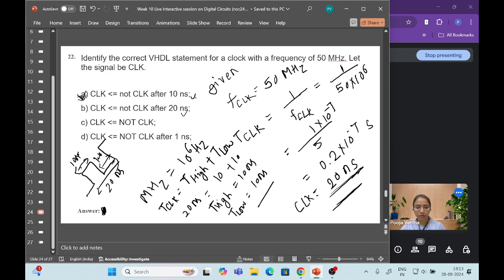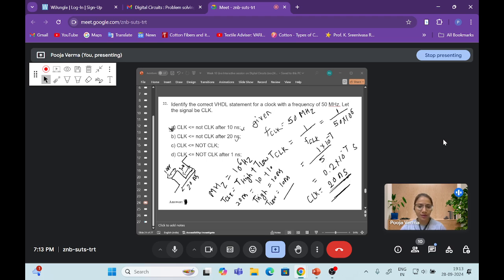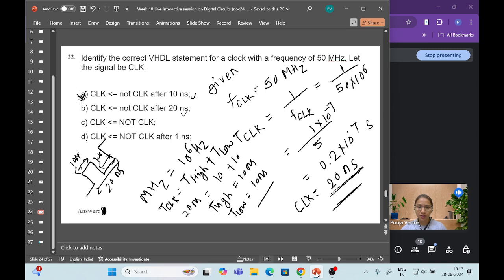Okay, I hope all of you understand this question. Yes, it can be level triggered or edge triggered. It does not mean that. It is not related to either level triggered or edge triggered. It is related to a simple statement in VHDL code.